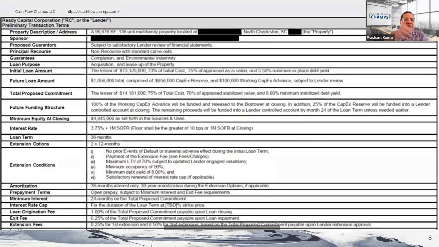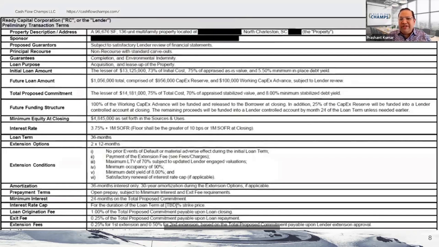So let's look at one of the term sheets from a lender, right? You have gone through the broker, you have given your underwriting to the broker. The broker has underwritten the deal and taken it to the lender. The lender comes back and tells you that these are the terms. This is my term sheet. I want, obviously, a proposed guarantor. They want to see who the guarantor is.